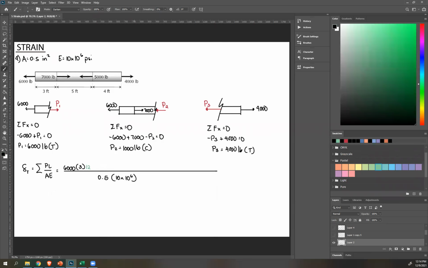Okay? Next, 1,000 pound for P2, that's in compression. So there should be negative P2 L2. So negative 1,000. And then L2, 5 feet. Once again, convert to inches. All right? So just times 12 once more. And then lastly, P3, tension. So that's positive 4,000 times length 4. Again, convert to inches, times 12. And then from this, please solve what's total elongation.